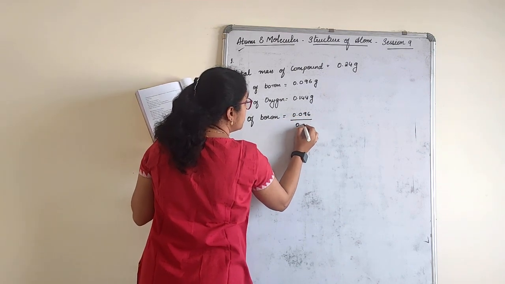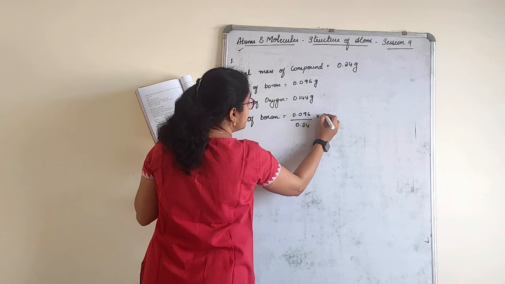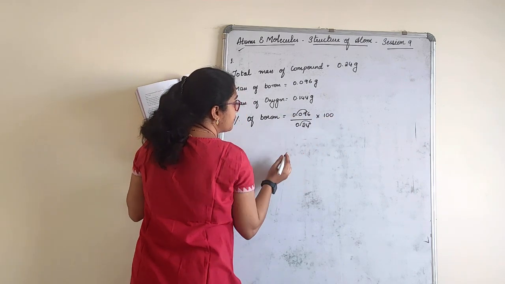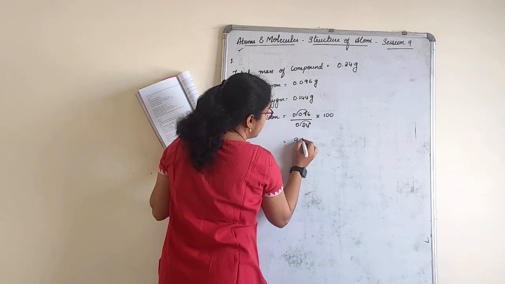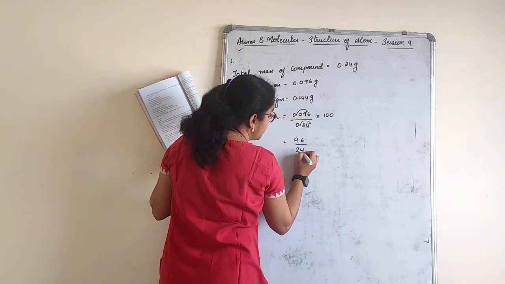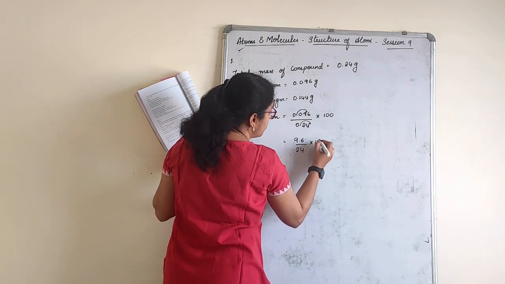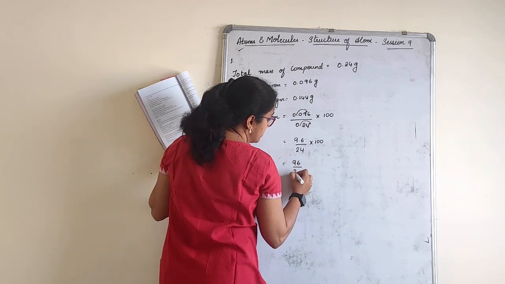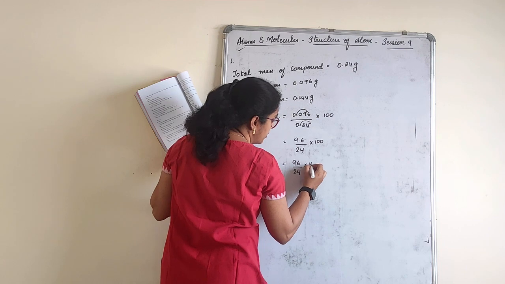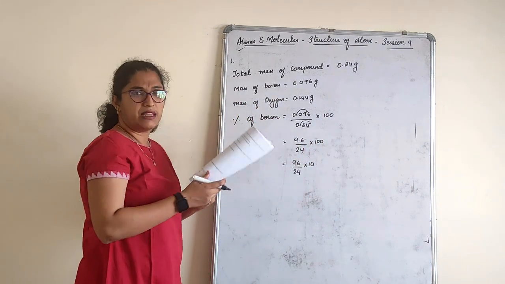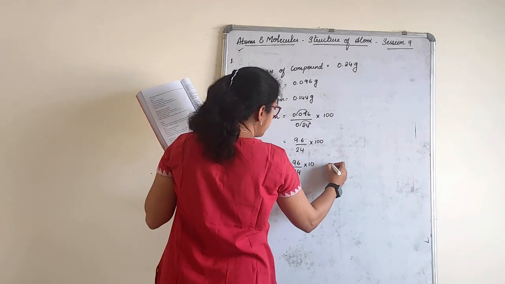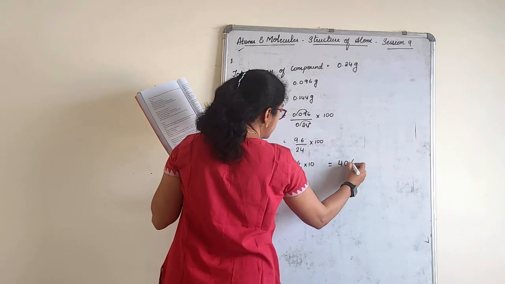Percentage of boron is equal to 0.096 over the total 0.24 into 100. Two decimal shifting here. So this is 9.6 by 24 into 100. I can write this as 96 by 24 into 10. I have shifted the decimal, so divide it and you will get 40%.